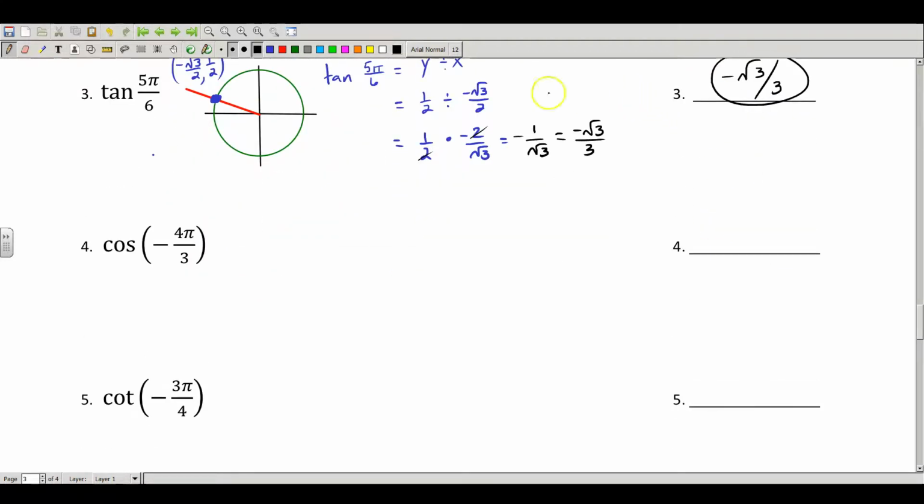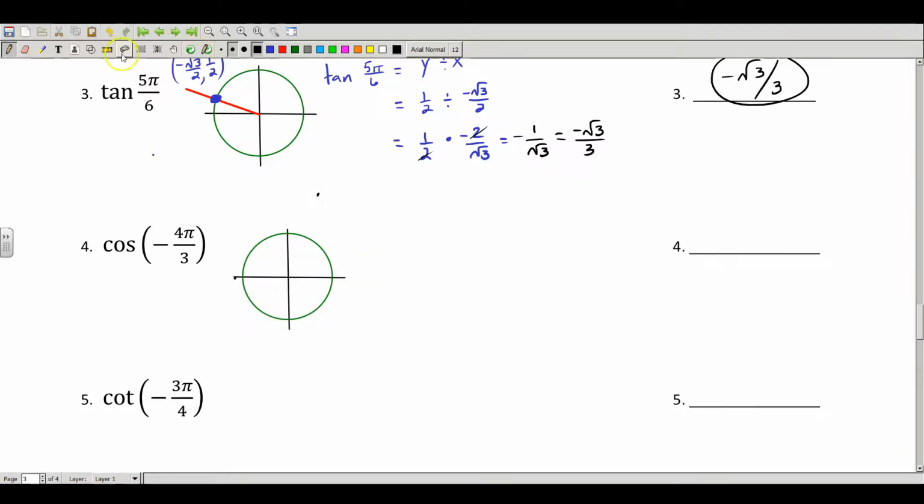All right, so number 4. These are kind of those problems where they're not directly on the unit circle, but you have to be able to reason and figure out where, for example, -4π/3 is on the unit circle. So, all right, now I have -4π/3.